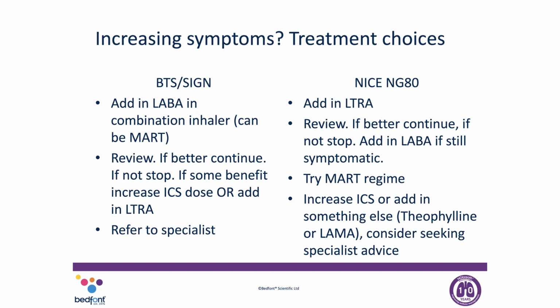We should review and see if they're better. And if they are better, we can continue. If they're not, we can stop it. And if they're not better, then we need to do something else. So at that point, we add in the long-acting beta-2 agonist, and we do that in a combination inhaler.